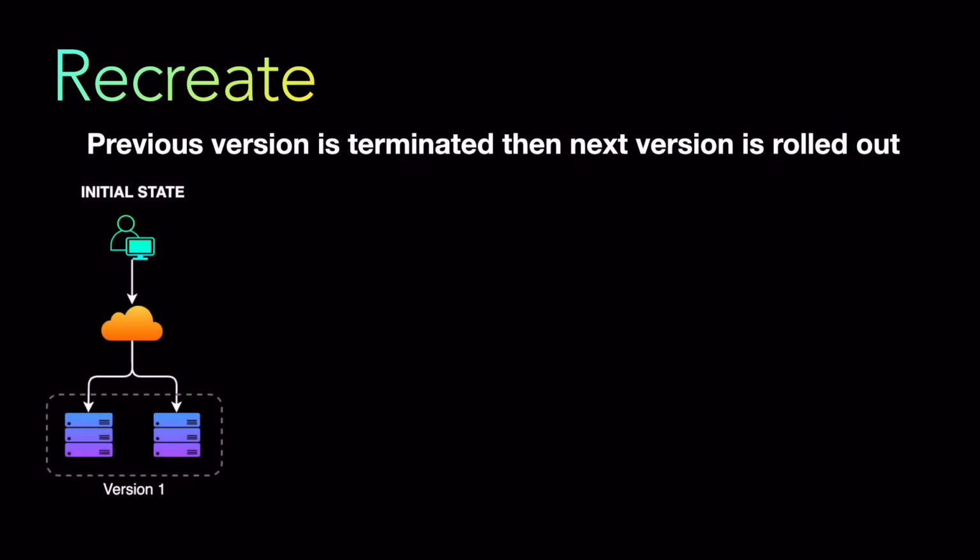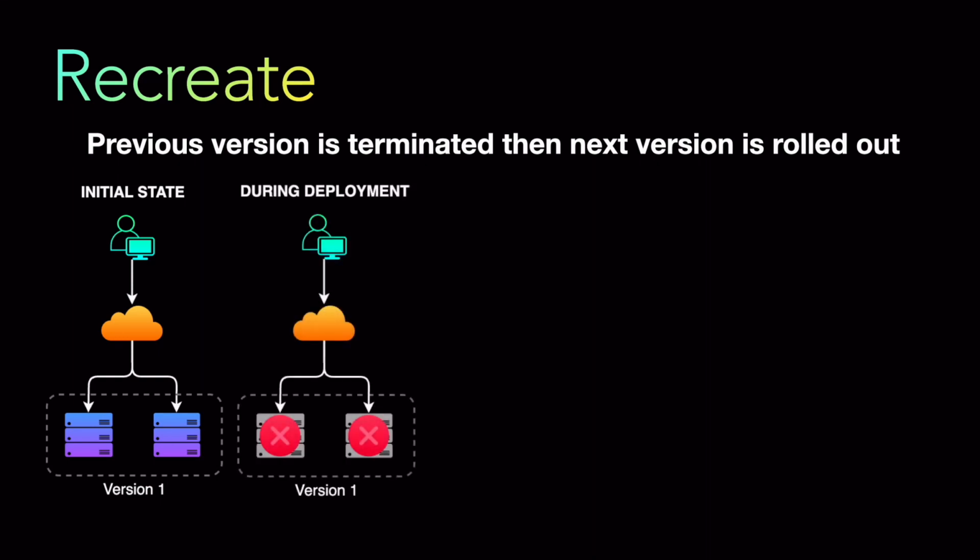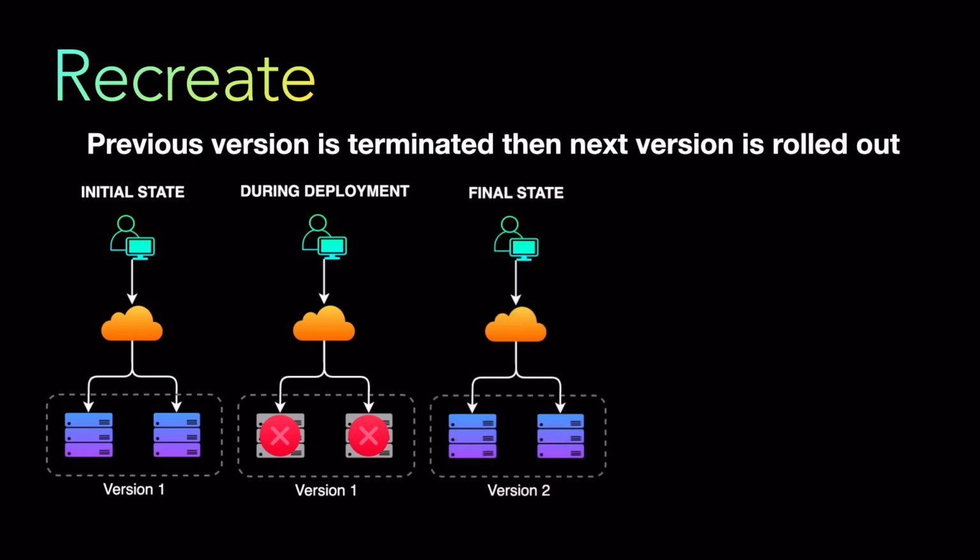This is your initial state where a user is requesting through your load balancer, API gateway, whatever it is, and it is coming through to your service, and the service is currently holding version 1 of your application, right? Now during deployment, you take down your application, requests are not getting served, so basically it is going through a downtime, right? You are probably having a maintenance window or something like that. And then in the final state, you bring up the service with the new version, that is version 2, right? That is the recreate deployment pattern.